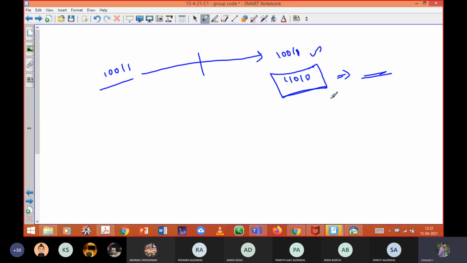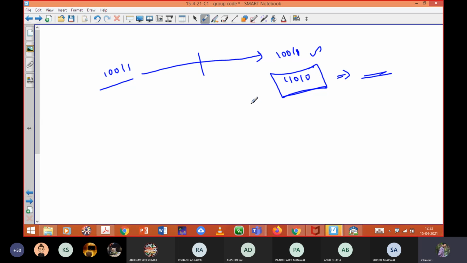This is called the group codes concept. You will be provided with a code. That code may be transmitted somewhere. Sometimes if it arrives as the originally correct code, there is no problem. If it arrives with errors, your task is to rectify those errors. That is the problem you are going to solve in this group code concept.